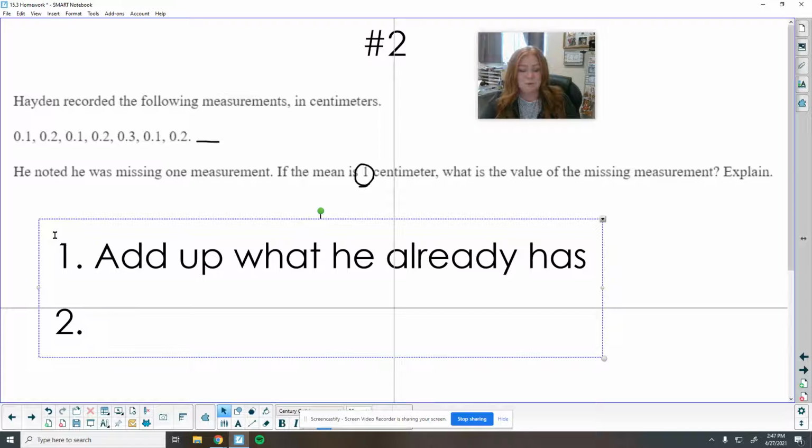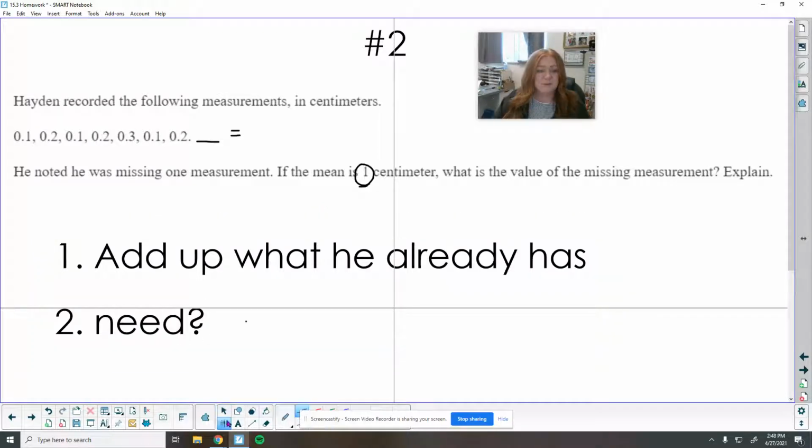Step 2, we need to figure out what he needs. So we've got to figure out how much he needs. We know he's going to do 1, 2, 3, 4, 5, 6, 7, 8 of these measurements because he's got one more here. And that would equal the sum when I add them up, my total. So normally we would divide by the 8 measurements.